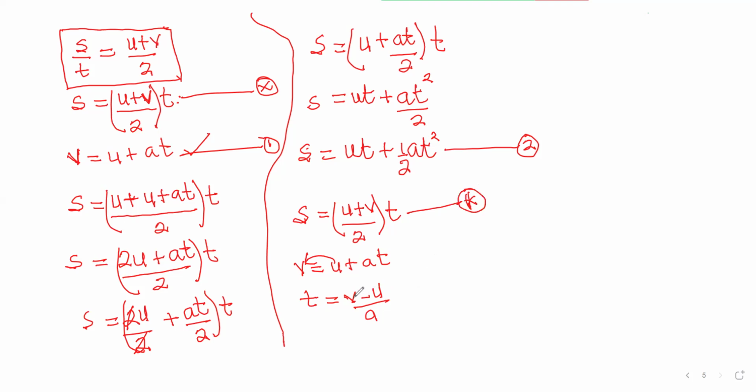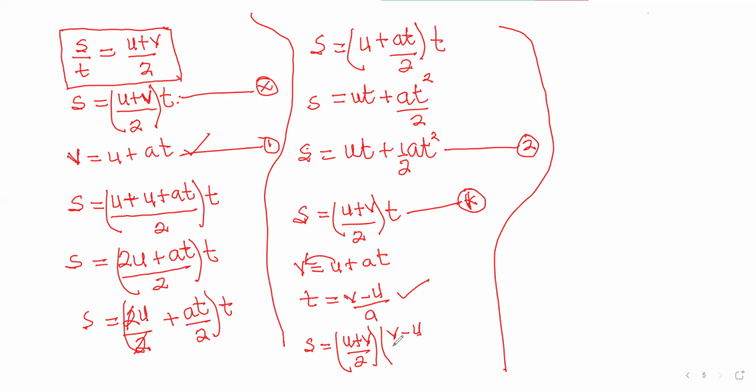So within this same equation, come and substitute V minus U over A in place of T. If I do the substitution, I have S is equal to, don't forget S is small letter displacement, S is equal to U plus V all on 2, into brackets. I'm replacing T by V minus U all on A.